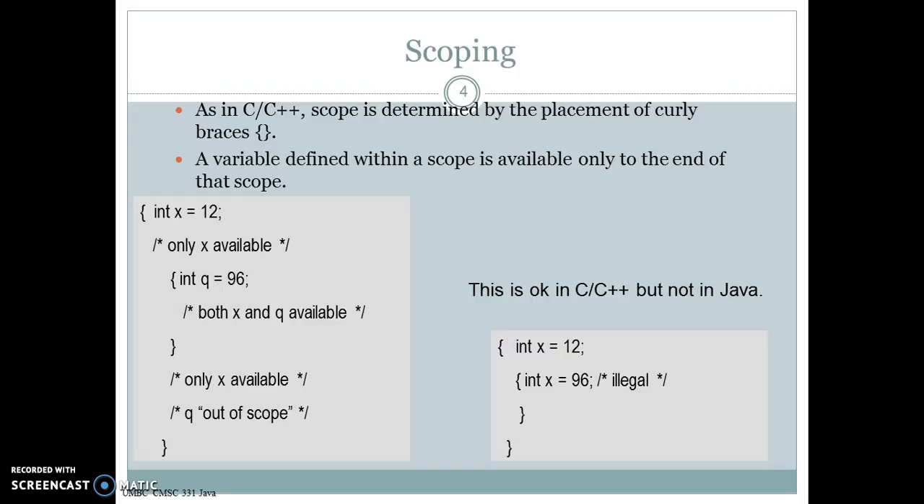Scope of variables in programming. As in C or C++ programming language, scope is determined by the placement of curly braces. A variable defined within a scope is available only until the end of the scope.